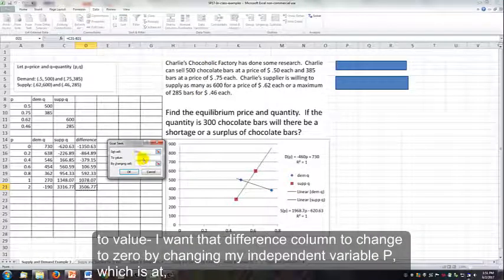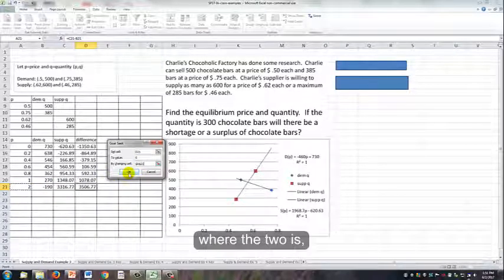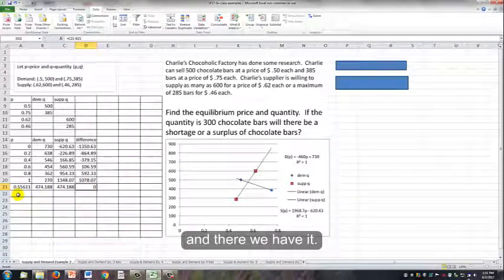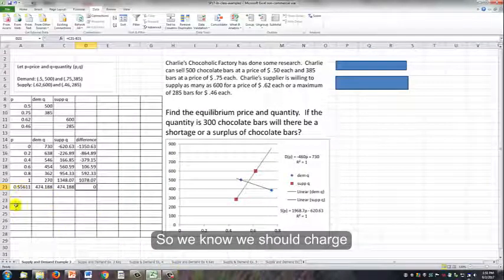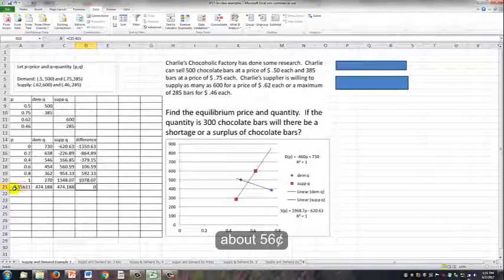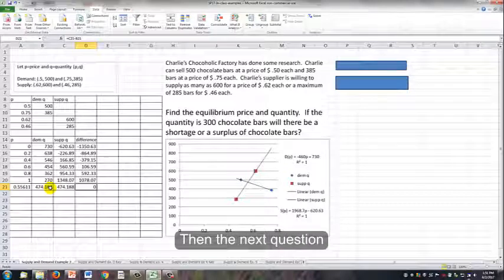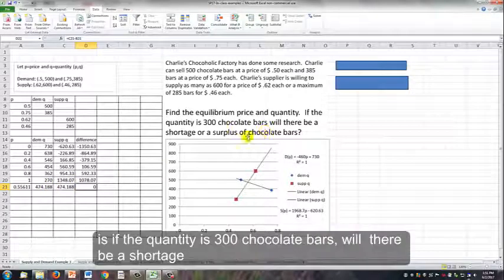To value, I want that difference column to change to 0 by changing my independent variable P, which is where the 2 is. And there we have it. So we know we should charge about 56 cents, and when we do that we're going to sell 474.19.